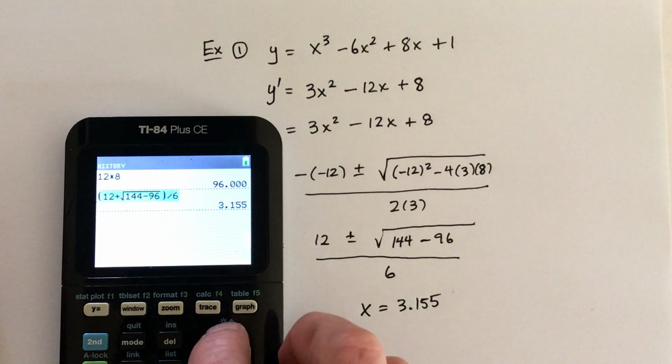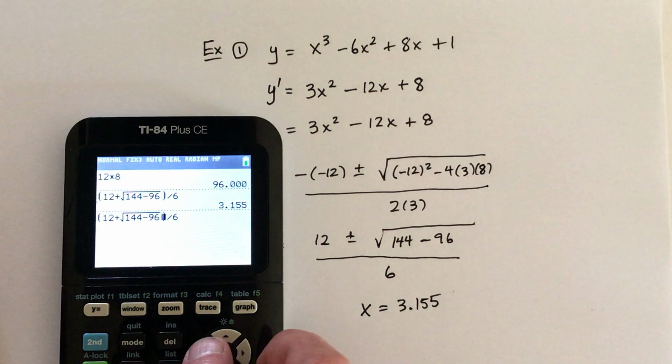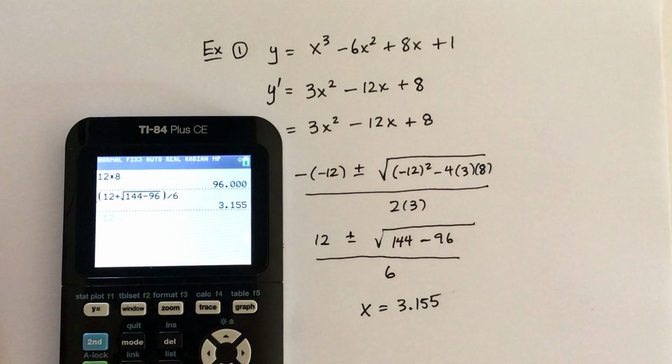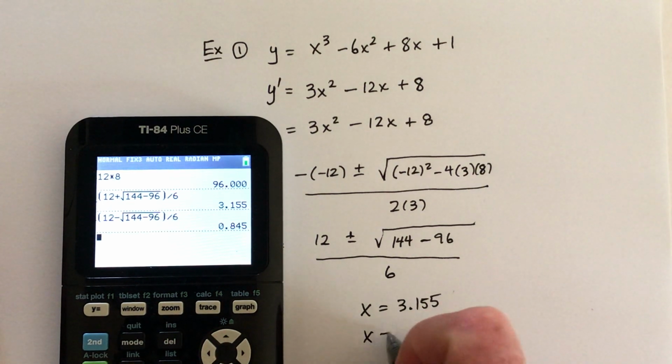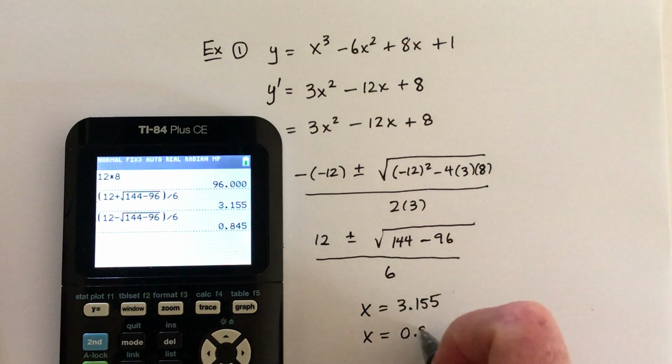And then I'm going to redo the same thing with the minus in front of the square root. And then the other answer I get is 0.845.